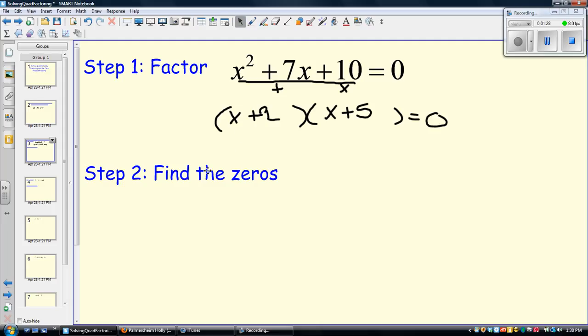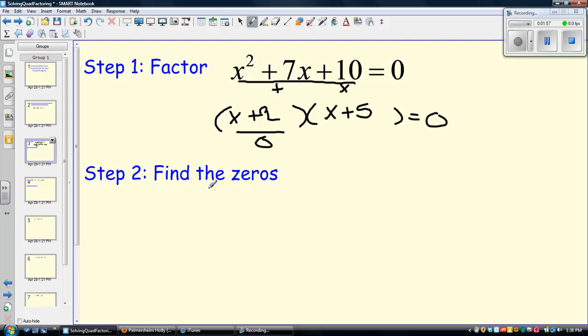And this is where the zero product property comes into play. What you want to remember is that anything times 0 equals 0. So if either one of these factors is equal to 0, then 0 times x plus 5 is going to equal 0, or x plus 2 times 0 is going to equal 0. So the zero product property says that at least one of these has to be 0. And so that's what we do then.